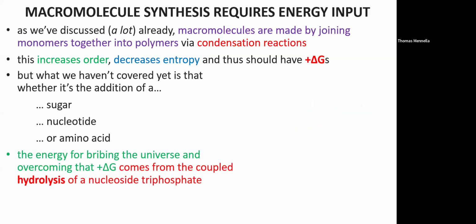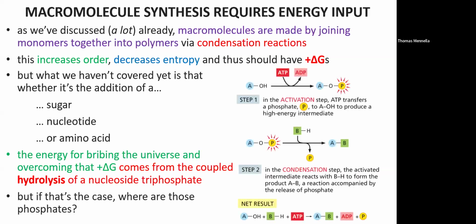And if we want that reaction to occur, despite that positive delta G, we have to bribe the universe. We have to make that reaction spontaneous. We have to make that reaction have a negative delta G. And we're going to do that by coupling these reactions with the hydrolysis of a triphosphate. If that's the case, where are those phosphates coming from? They're coming from the activated carrier for them, ATP.